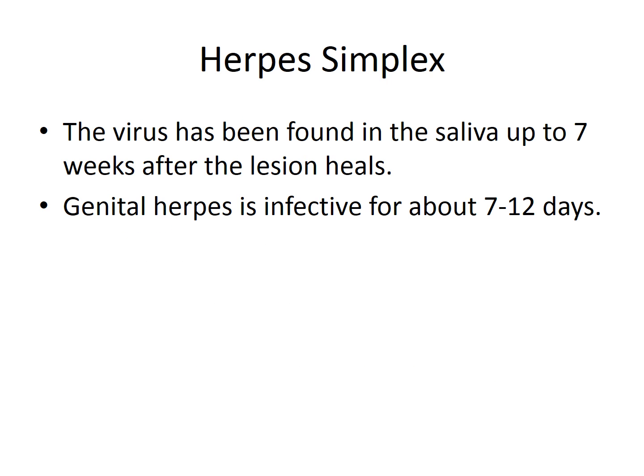Herpes simplex virus 1 is usually found on the mouth, around the nose, in the commissures of the lip, the chin. The virus has been found in the saliva up to 7 weeks after the lesion heals. And genital herpes is herpes simplex virus 2, which is usually associated with the bottom part of the body. And it's infective for about 7 to 12 days.